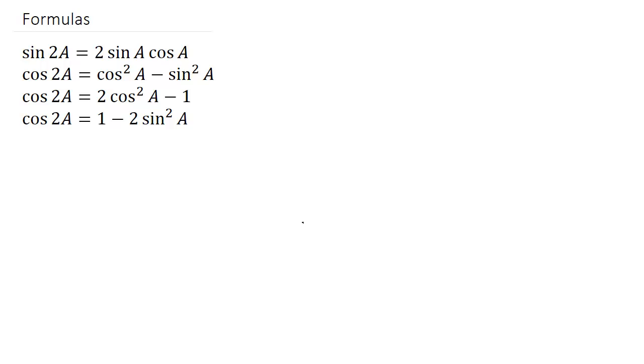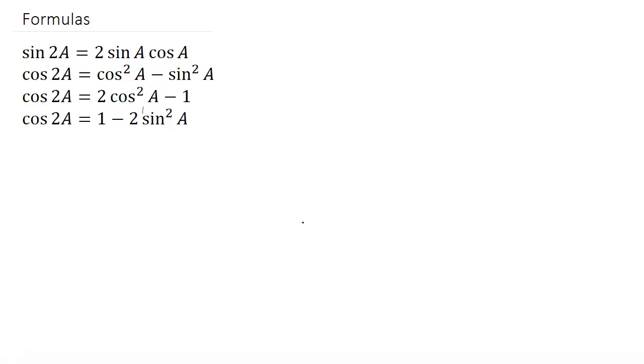We have our formulas here. Sine 2A is 2 sine A cosine A, and then we have 3 different formulas for cosine 2A. And how do you know which formula to use? Well, it really depends on the information that's given to you. If they tell you what sine A is, then of course you'll use this one. If they give you cosine A, you'll use this one. If they give you both sine A and cosine A, you can use this one, or this one or this one. You can use any of the 3.